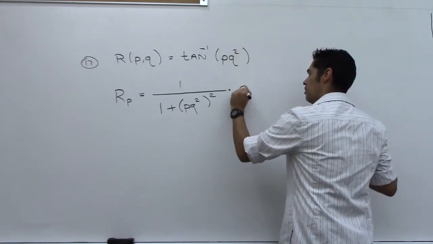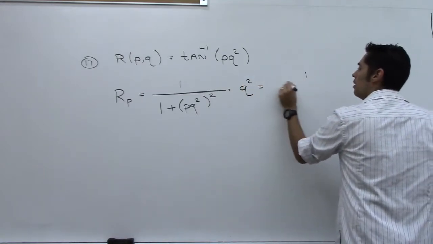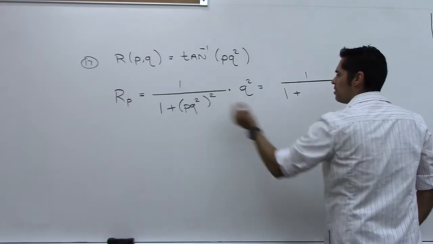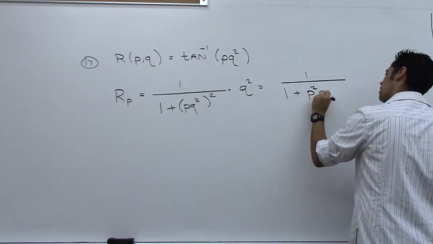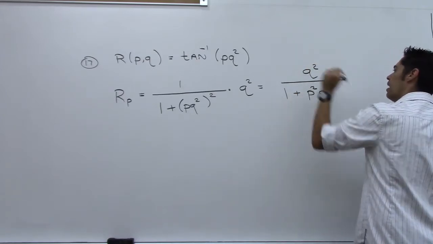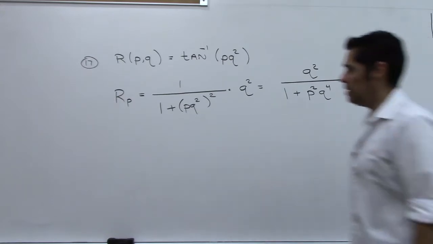So I just get q squared, which is 1 over 1 plus, we can go ahead and square this, p squared q to the 4th. Oh, 1 over. Let me move the q squared on top. There we go. So that's our partial with respect to p.